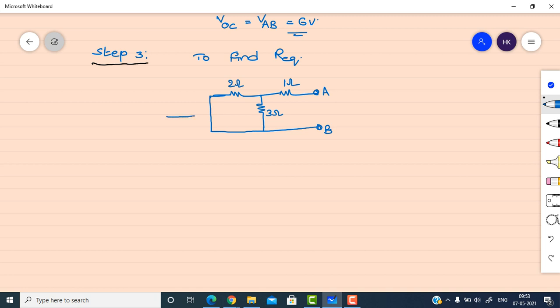Therefore, we can reduce the network from this side. Here 2 ohm and 3 ohm. Are they in parallel or series? Series. So one end of the two resistors are connected at this point. Other ends are again connected to the same point. So that means those two are parallel. So 2 ohm and 3 ohm are in parallel.